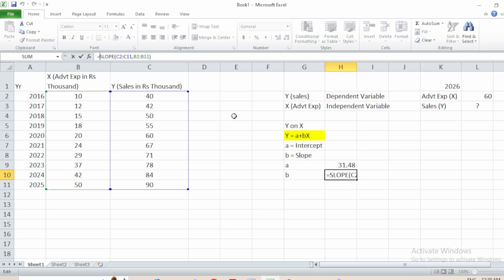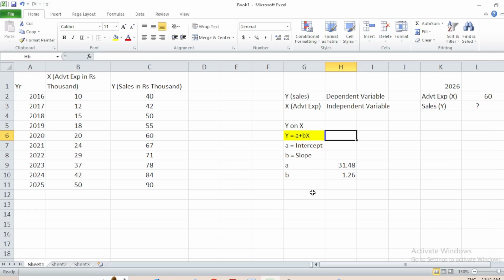Again, we will use the rounding function. So it will be round, bracket open, for how many digits? Let us say 2 digits. So that would mean my slope will be 1.26. So basically what we are trying to say is that the regression equation will be y is equal to 31.48 plus 1.26x. This is my regression equation.